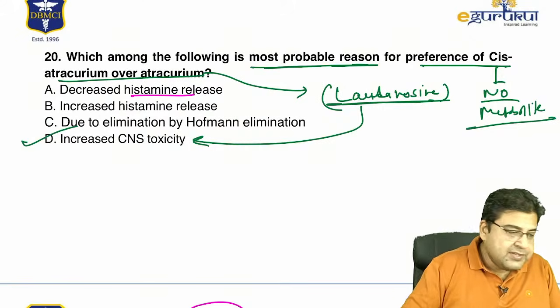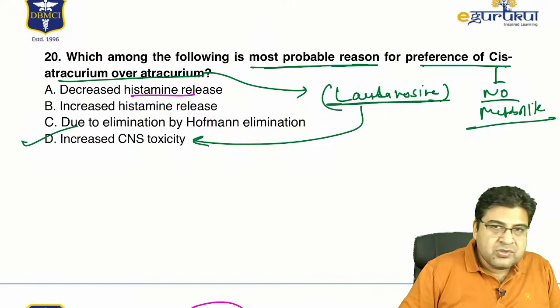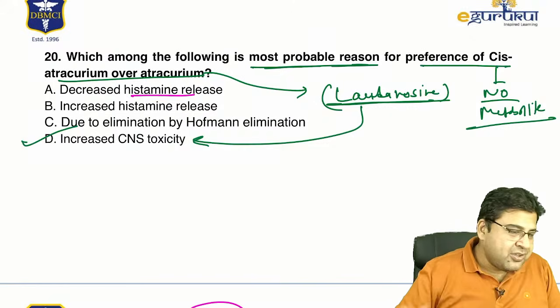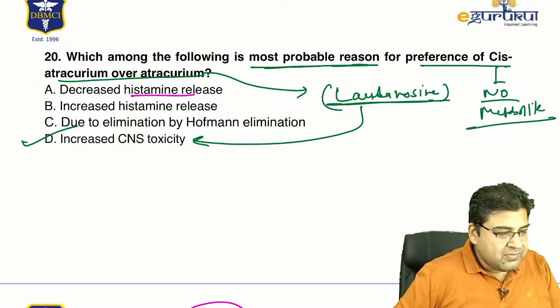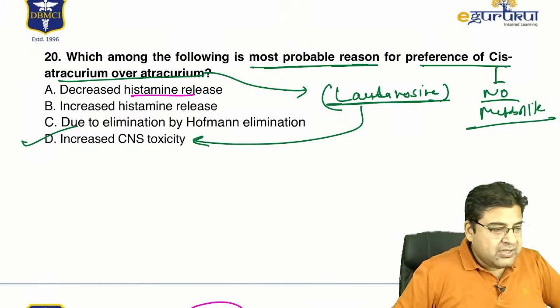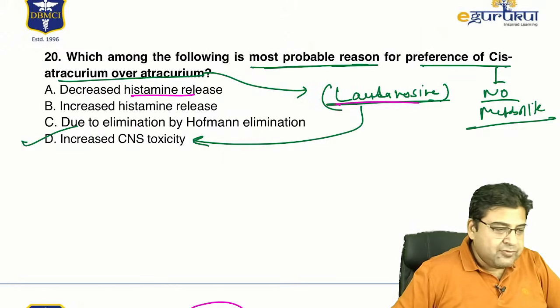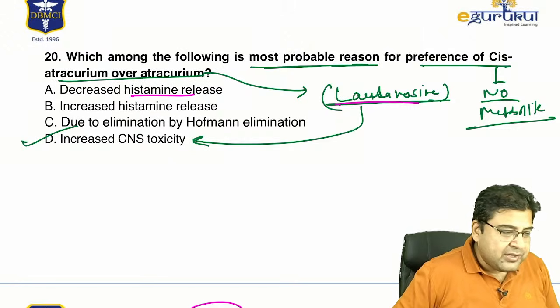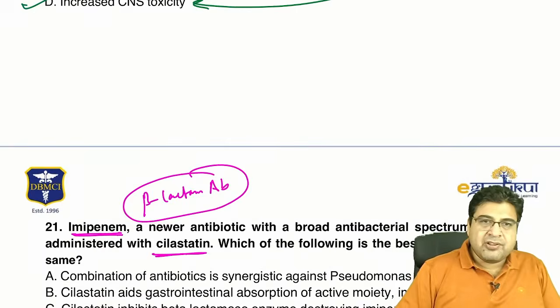Histamine, guys, both will release. Atracurium and cis atracurium belong to the same class, so both can release histamine. The structure is the same, right? So answer cannot be A. The reason is this: when atracurium is metabolized in the body, it forms a metabolite. This metabolite is toxic. That's why atracurium is outdated. Nobody uses atracurium these days. Everybody uses cis atracurium.